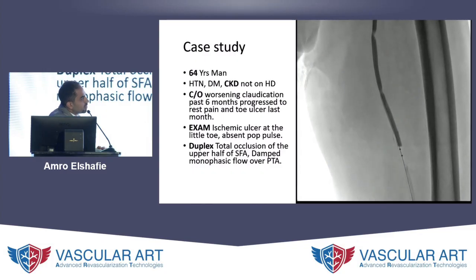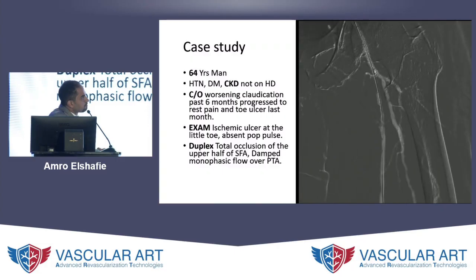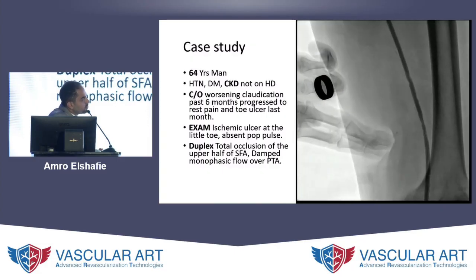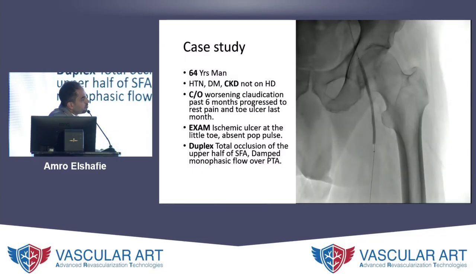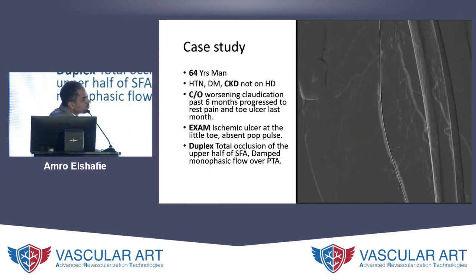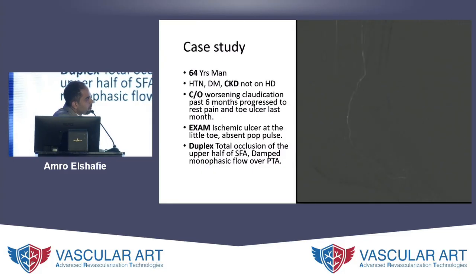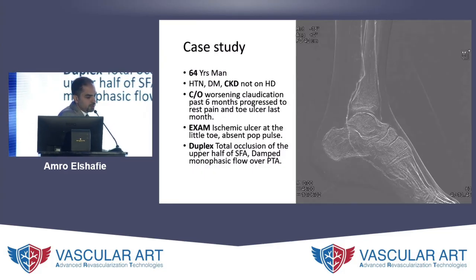We started using scoring balloons, and this is the image after the scoring balloon. Then we put a DCB in all the segment and closed the site of the retrograde puncture. And this is the final angiogram. Thank you.